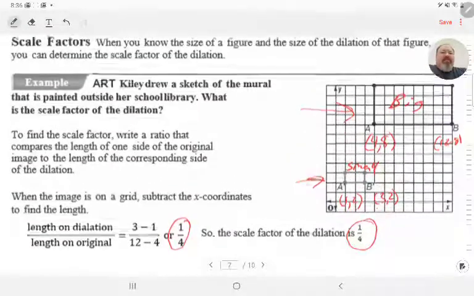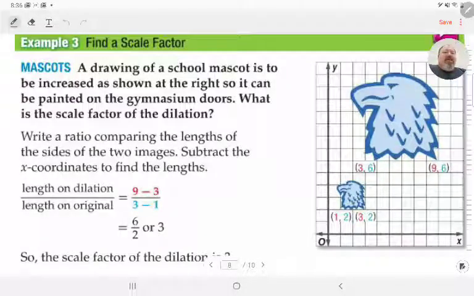All right, very good. So let's look at this. We could do images as well. So a drawing of a school mascot is to be increased as shown at the right, so it can be painted on the gymnasium doors. What is the scale factor of the dilation? It's the same thing. We take a look at 2 points. So in this case, we're going to go from here to here. And that's the line that we're going to use.